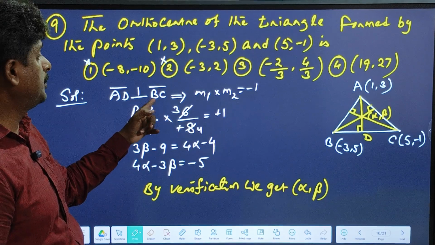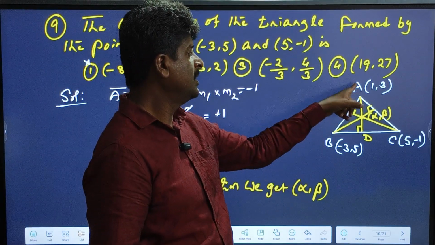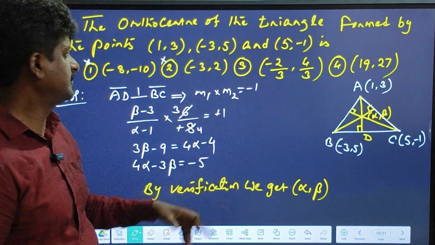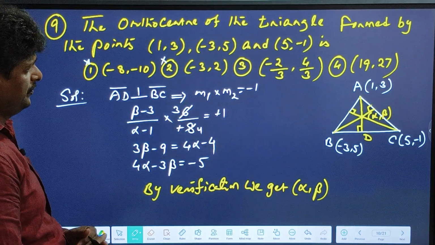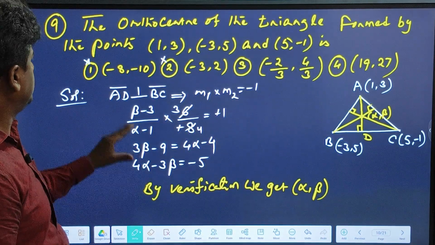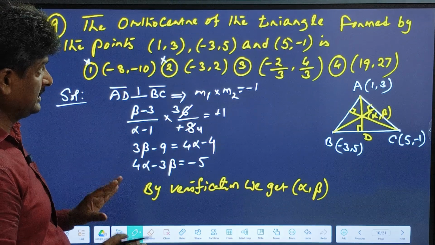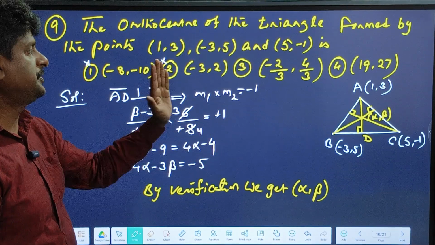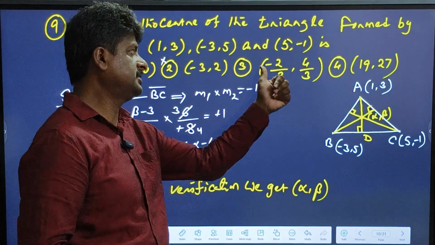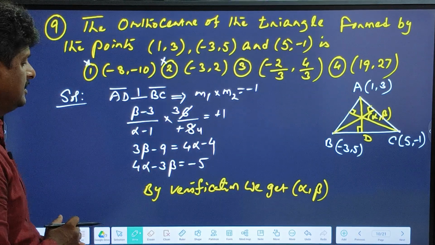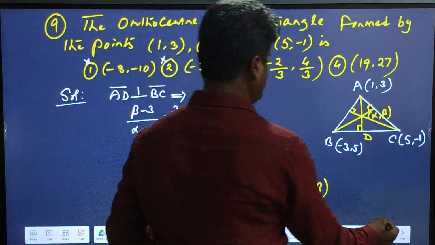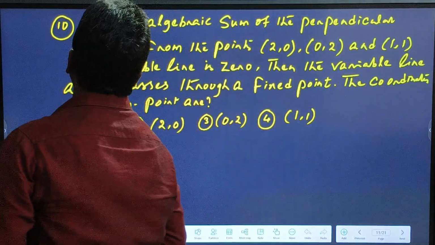Why have we used AD bar perpendicular to BC bar? This is an altitude, so the product of slopes is equal to minus 1. That is all we are using. But none of the options is satisfying. There may be a mistake in the options. If the options were given correct, we would get one of the options as our answer alpha, beta. Okay. Next, 10.